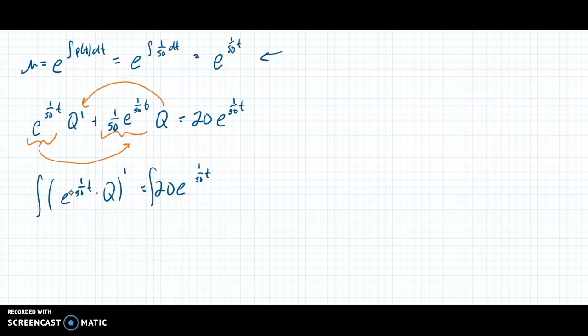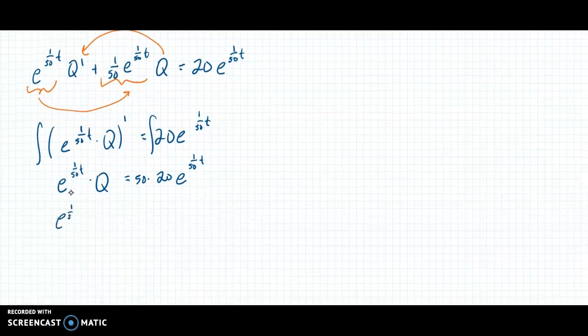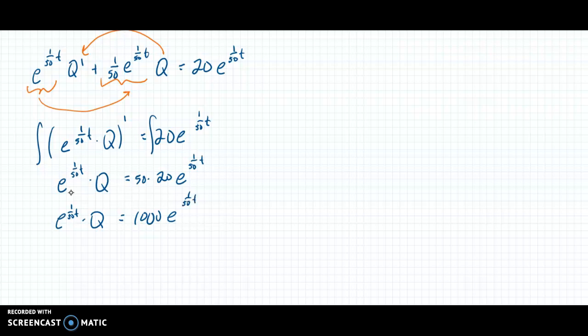Left side just undoes that prime, so I get e^(t/50) times Q equals, when I integrate this, I get 20, but then I multiply by 1 over 1/50, so that's the same as 50, times e^(t/50), that's because of chain rule, or u-sub. That gives me e^(t/50) times Q equals 1,000 e^(t/50). So, boom, don't forget your plus C.